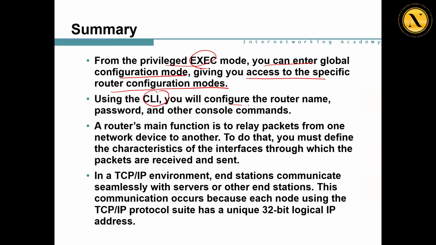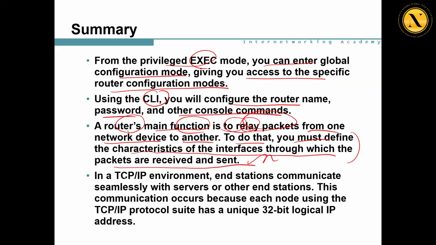Using the CLI, you will configure the router's name, passwords, and other console commands. A router's main function is what? It's just to forward packets or relay packets from one networking device to another. So you must define the characteristics of the interfaces through which the packets are sent and received. That means you have to go under the port of the router and say no shut, and you have to give an IP address and of course the subnet mask, right? Nothing else. Don't worry.